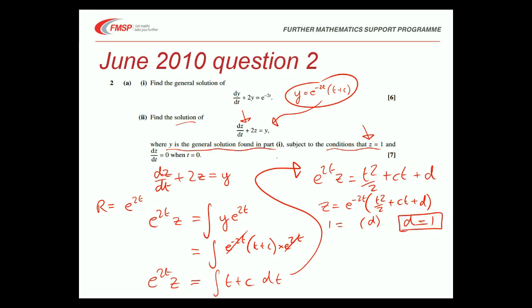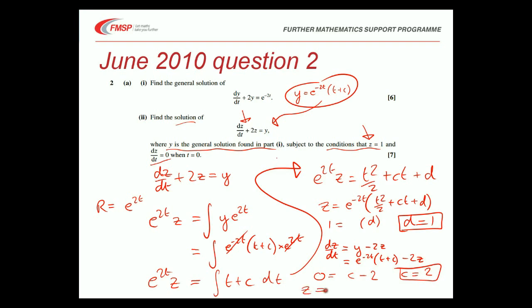In order to find out what c is, I need to use the second bit of condition, but I'm just going to point out that from the original equation, this is just a neat little trick, nothing wrong with spotting this, dz by dt is y minus 2z. That's what dz by dt is, and I know that y is e to the minus 2t brackets t plus c, minus 2z, and I also know what z is. So at t equals 0, dz by dt is 0, so 0 equals e to the minus 2t, which is 1, t is 0, c is left there, and 2z is going to be 2 times 1, so that's just minus 2. So I now know that c is 2.